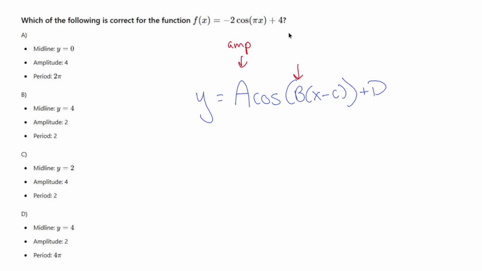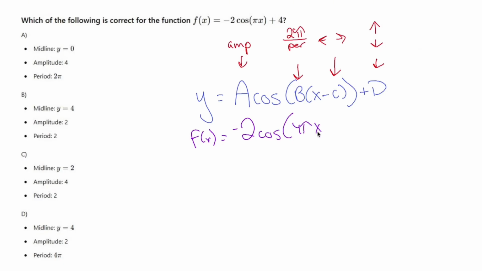B is my frequency, in other words, 2 pi over my period. C is a horizontal translation, in other words, move left, move right. And D is a vertical translation, in other words, move up, move down. So let me rewrite this equation so everything lines up nicely. All right, f of x equals negative 2 cosine pi times x plus 4.